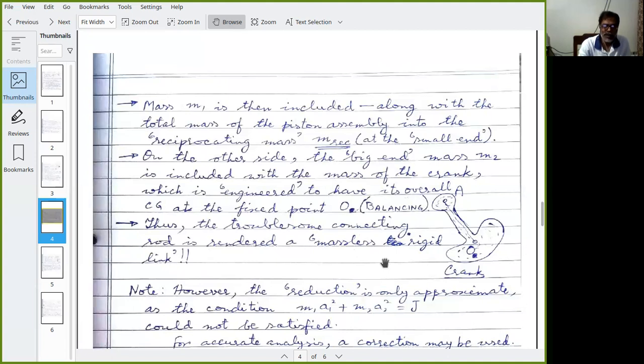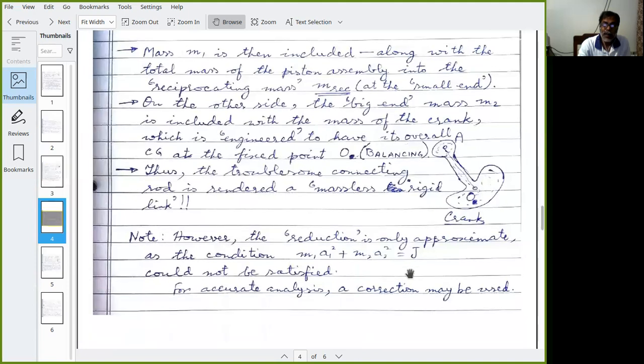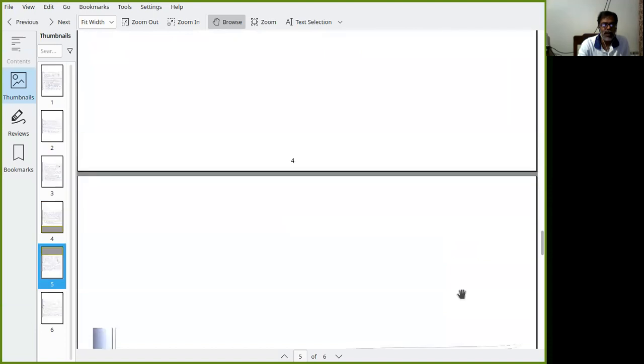For the analysis purposes, it will be okay, except for the approximation, in which this condition was not satisfied. For more accurate analysis, in later correction terms, we will add up at the appropriate expression. Even if we do not add that, the inaccuracy will not be too much. Okay.